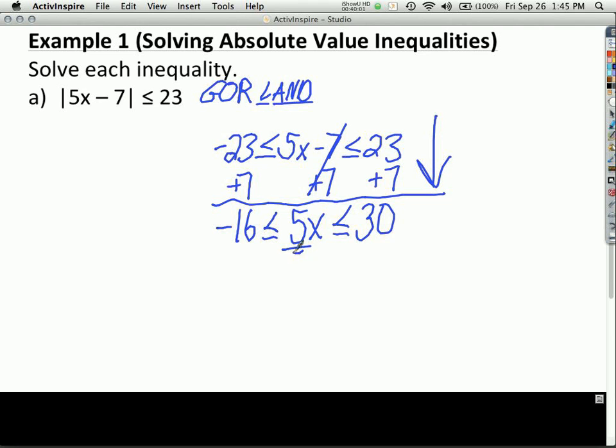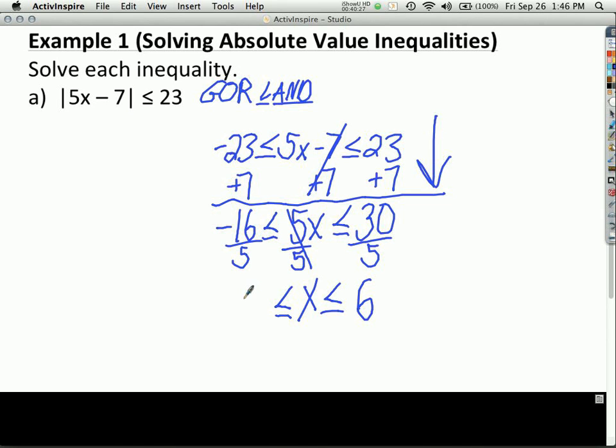Again, said beautifully. Divide all sides by 5. This cancels out. We're left with the x in the middle. We didn't multiply or divide by a negative number at any point, so the symbols stay the same. 30 divided by 5 is 6. Negative 16 divided by 5, we don't need a calculator for that. Just rewrite it. What does it come out to, David?